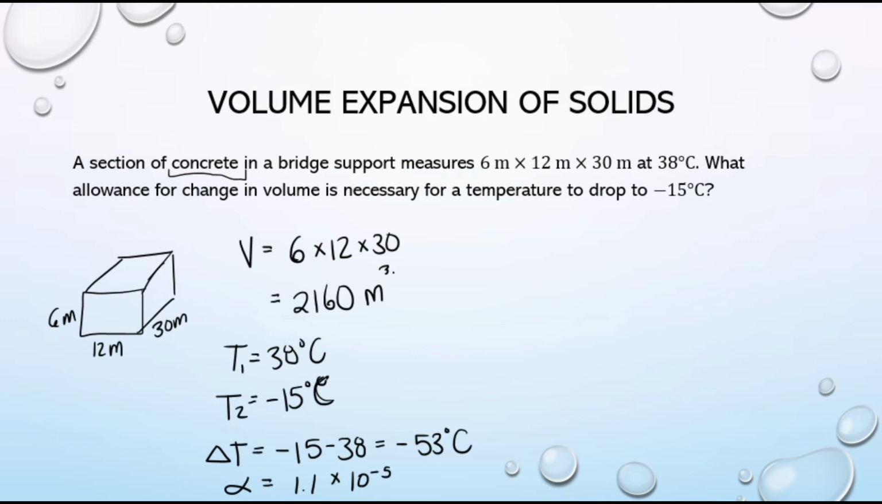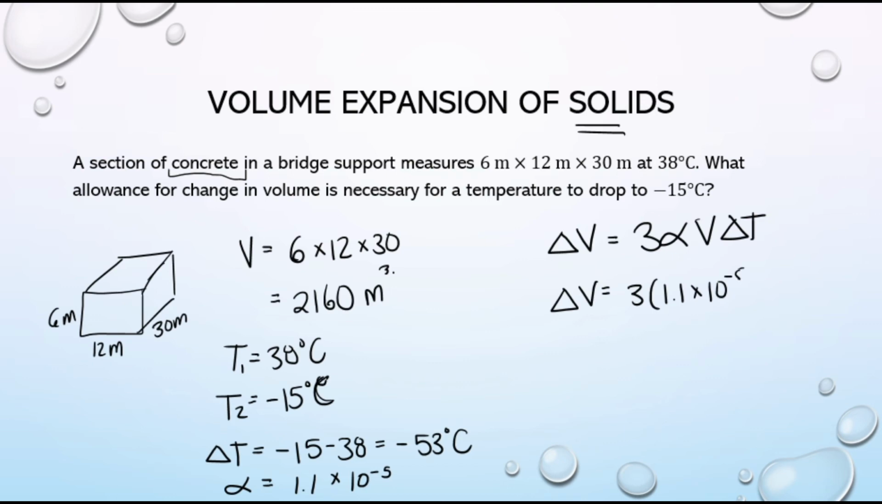All right, let's set up the formula. Change in volume. You need to pick the one that talks about 3 dimensions, has a 3 in the front, and uses the coefficient of linear expansion because we're talking about a solid. Original volume, change in temperature. So we have 3 times 1.1 times 10 to the power of -5, and we have 2160 as our original volume, and we change the temperature by 53 degrees.